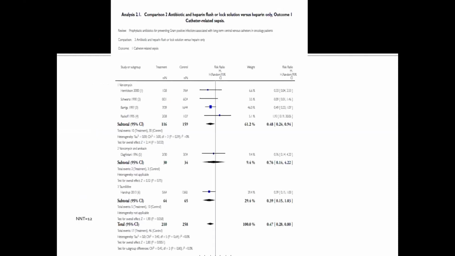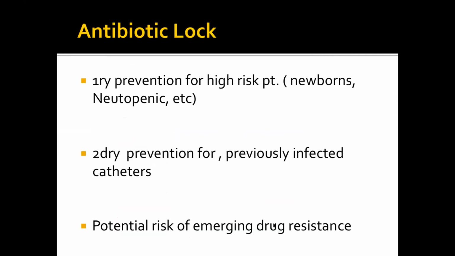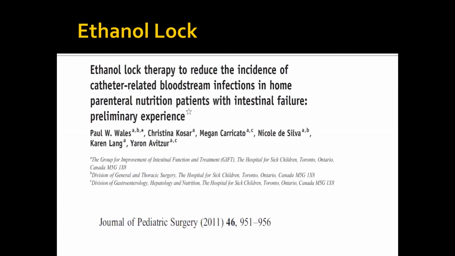This is a meta-analysis comparing antibiotic lock treatment versus no antibiotic lock treatment. They found that antibiotic lock treatment reduced the risk of infection by almost half. So consider antibiotic lock treatment as a primary prevention in high-risk patients, such as newborns or neutropenic patients, or as secondary prevention in patients who previously developed central line infection. Bear in mind there is a risk of emerging drug resistance from antibiotic lock. That's why ethanol lock is probably more popular in patients with short bowel syndrome or intestinal failure.